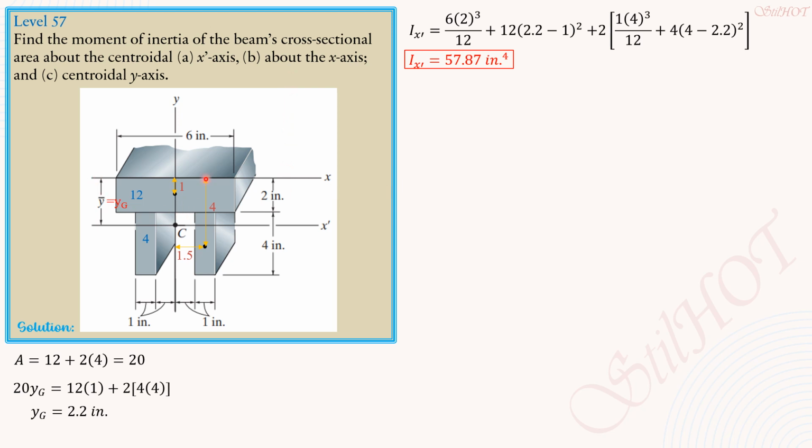Then about the x-axis, for area 1, it is just the moment of inertia with respect to the base. So it is 6 times 2 cubed over 3. But for these two areas, we have to transfer it. It is 1, 2 times quantity bh cubed over 12, so 1 times 4 cubed over 12, plus area 4, distance 4 also. So Ix is 6 times 2 cubed over 3 for the moment of inertia of this rectangle with respect to the x-axis, bh cubed over 3, plus 2 times quantity 1 times 4 cubed over 12 plus 4, distance is 4 also. The distance of the centroidal x-axis of this area to the x-axis is 4, 4 squared. So Ix is equal to 154.7 inches to the fourth.